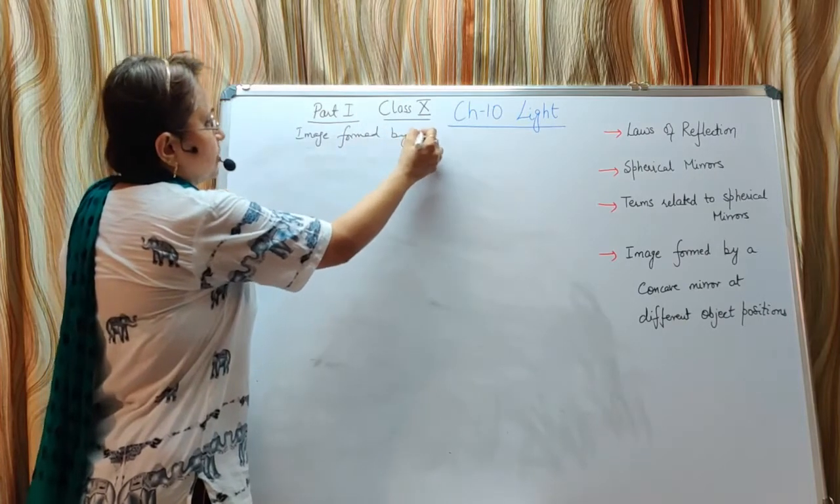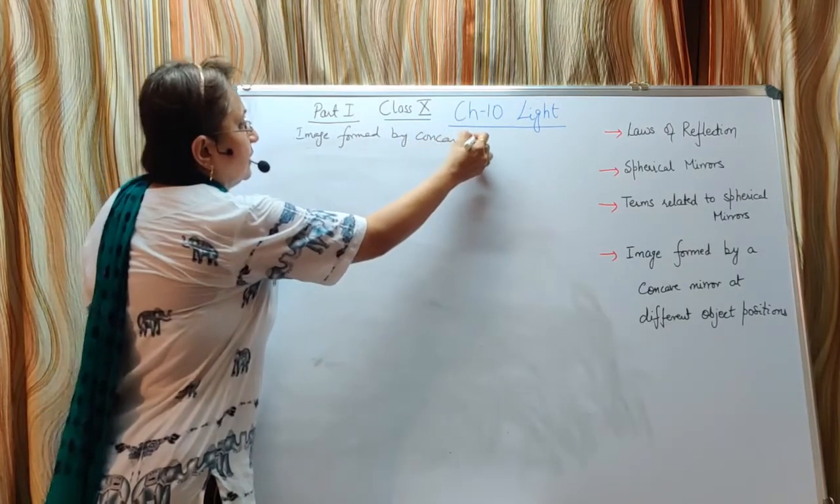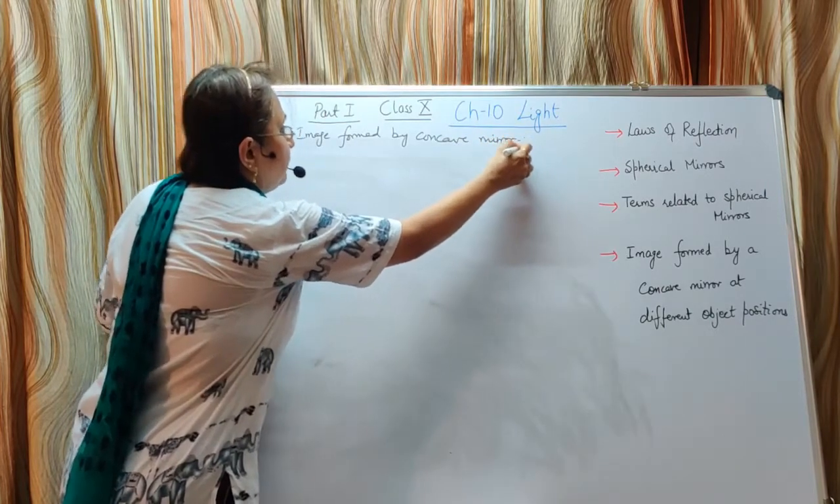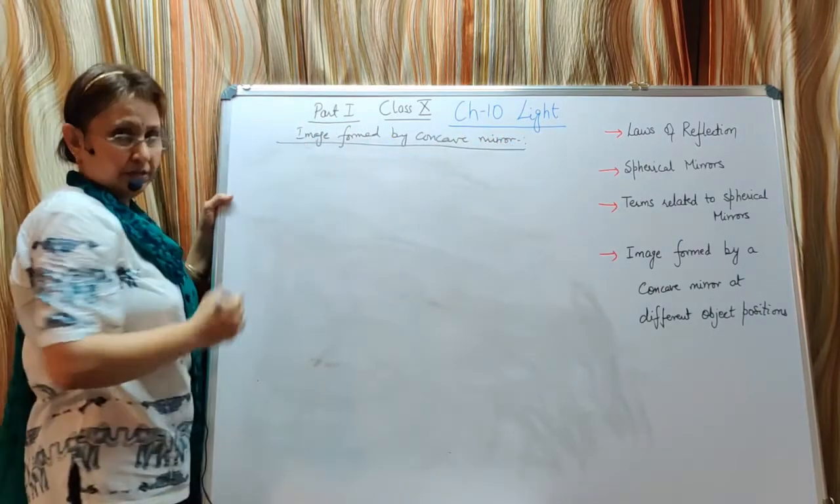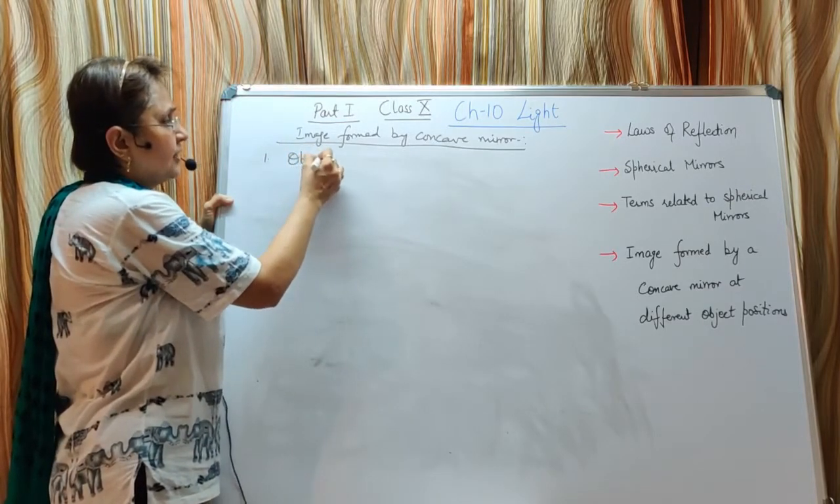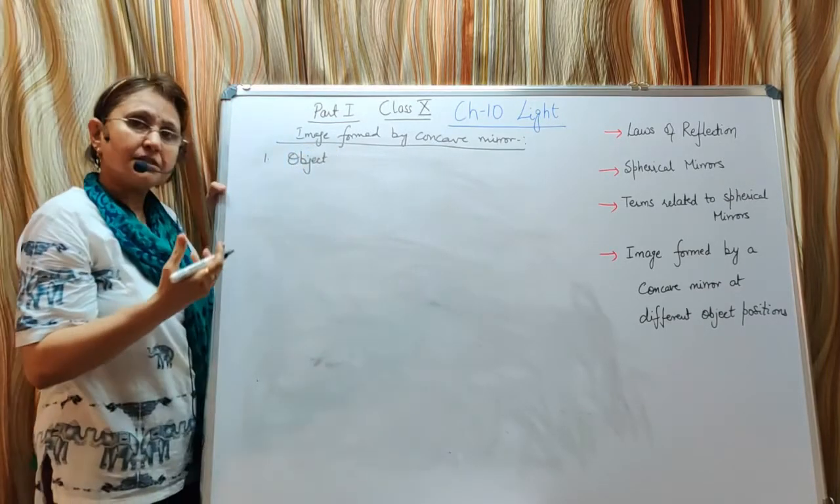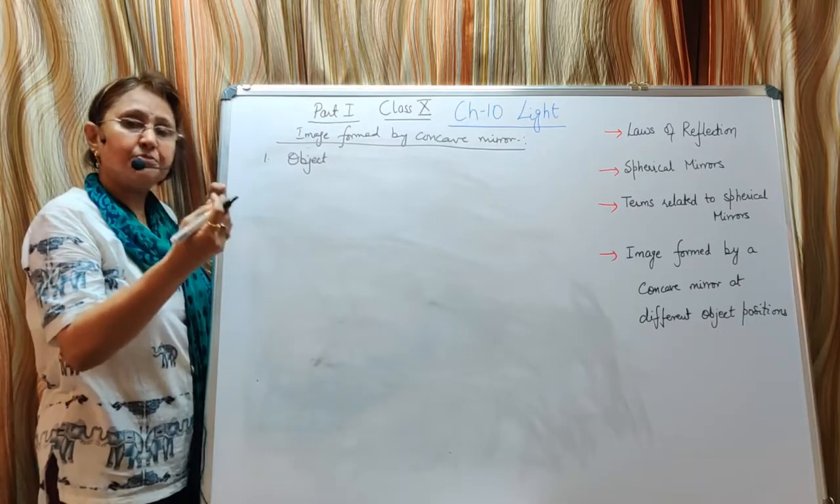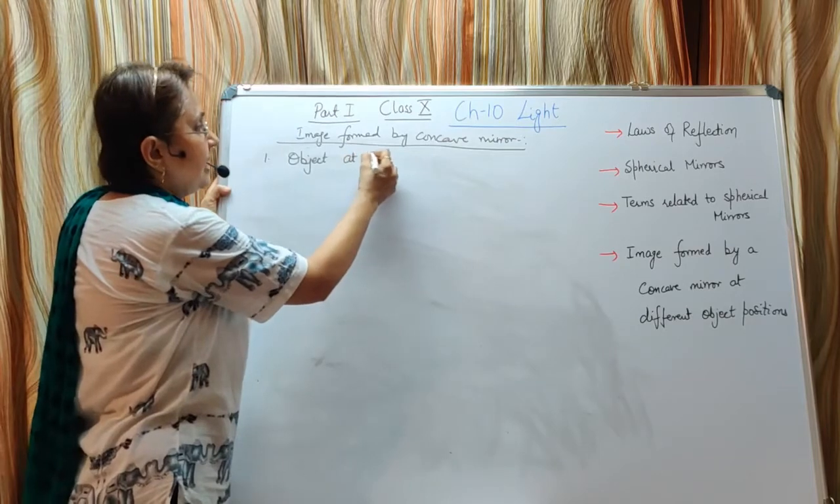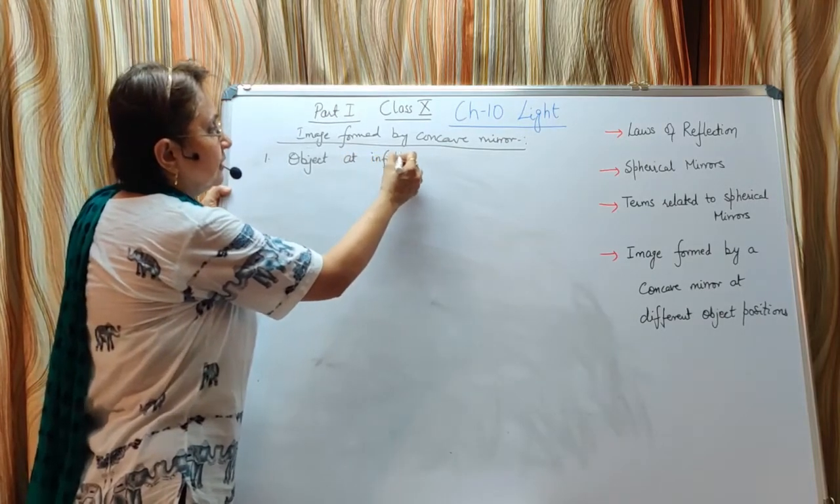So, image formed by a concave mirror. The first position is when the object is very far away from the mirror. Like you can consider it to be the sun. So this object can be considered to be at infinity.